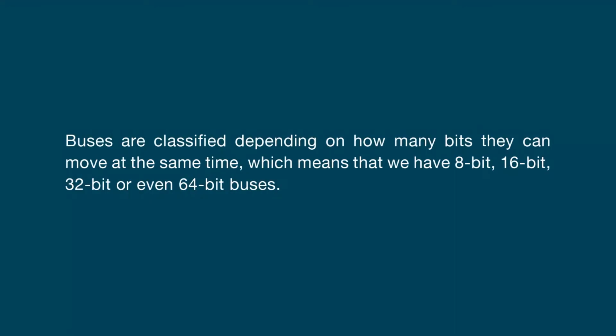This allows for the exchange of 1, 2, 4 or even 8 bytes of data at a time. A byte is a group of 8 bits. Buses are classified depending on how many bits they can move at the same time, which means that we have 8-bit, 16-bit, 32-bit or even 64-bit buses. Addressing. A bus has address lines which match those of the processor. This allows data to be sent to or from specific memory locations.